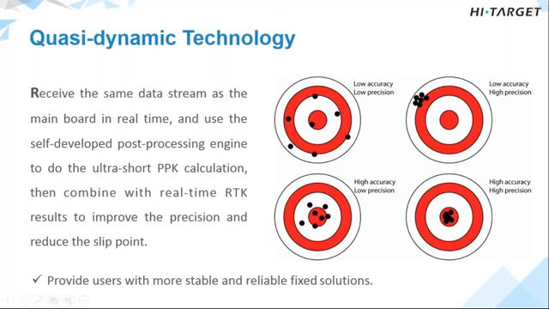So you can look at this picture. The first one has no accuracy and no precision, and our Quasi-dynamic technology changes the first one to the second one. We just improve the precision, but the accuracy will be the same as the old one. This is the Quasi-dynamic technology, and it can provide users with more stable and reliable fixed solutions.